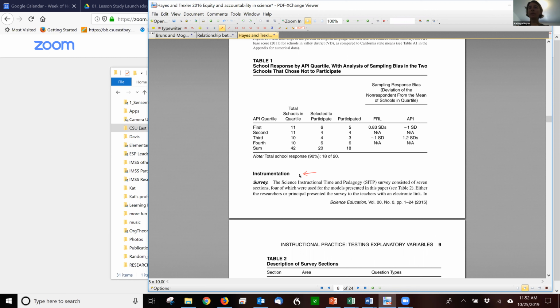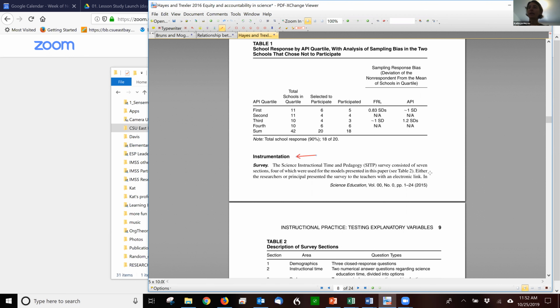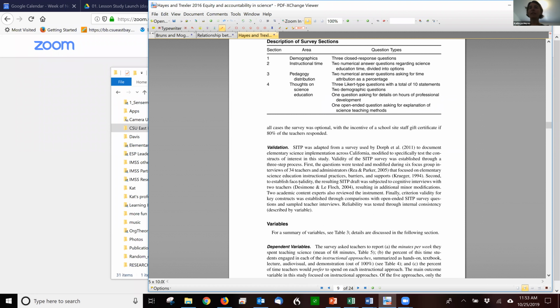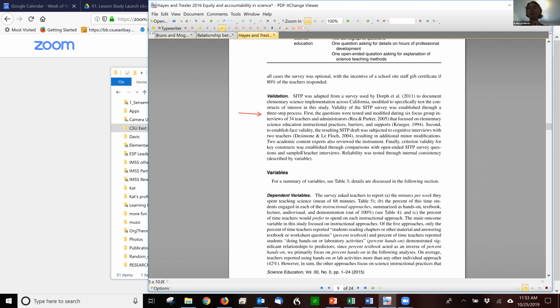Then again, you see this word instrumentation. So now here we're talking about the actual instrument, the survey, and how valid it is. And there's actually a section that says validation. So then you would get your information there from the validation.